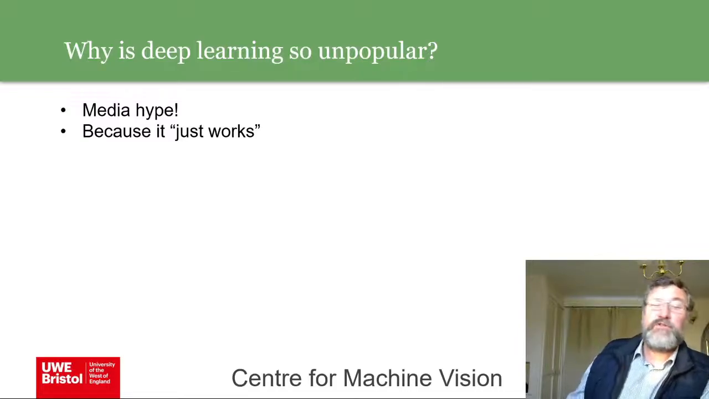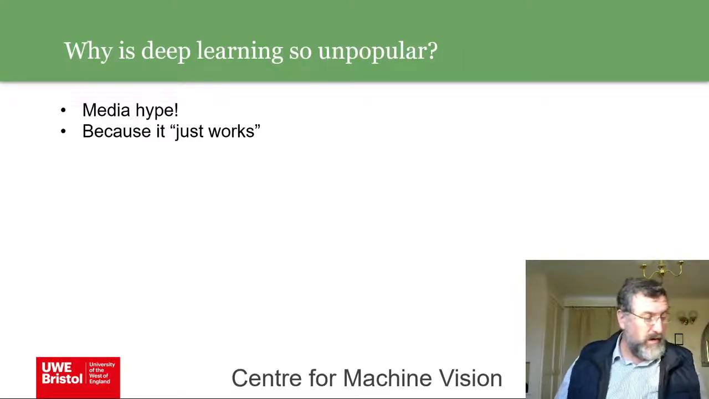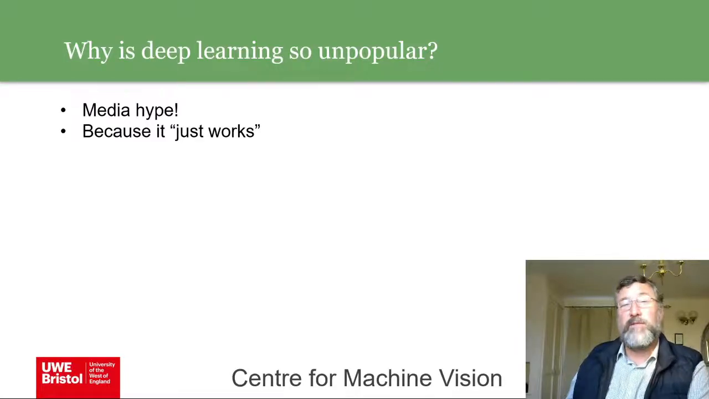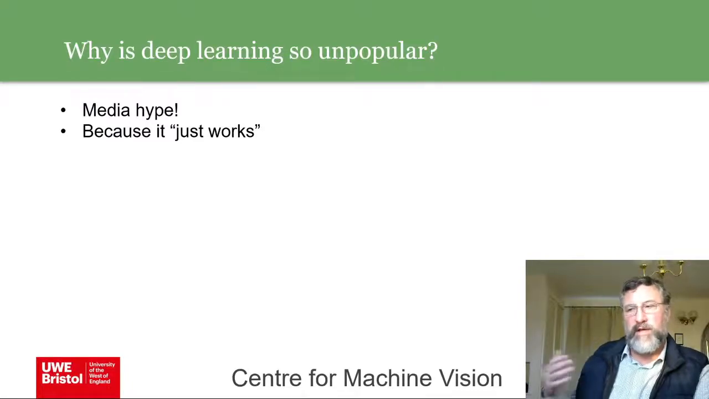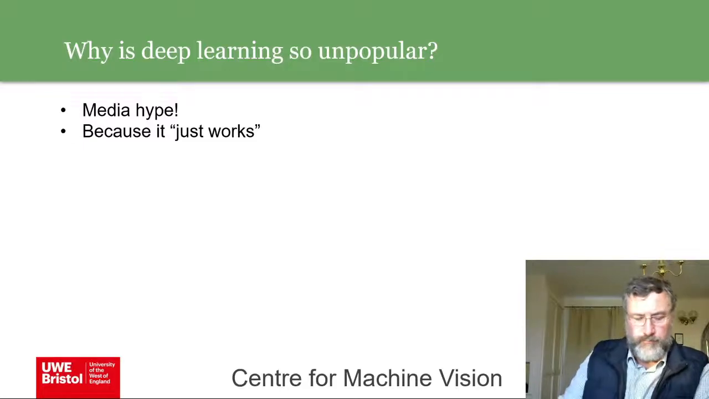Why have I put because it just works there? Well, people in industry a lot of the time don't like it because it just works. They like to know how it works. They like to get an equation out, which will tell them it's working because it's following this equation. So in this case, it's a bit like a black box. The model is in the weights, it's in the network. It's a very complicated network, and it's not obvious how it's working. It's just working.